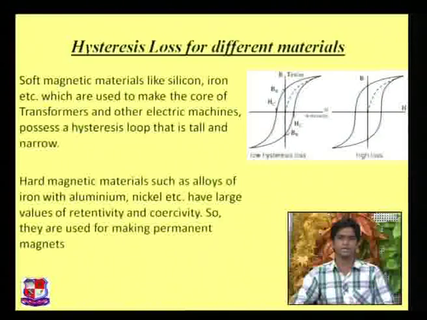Here two figures are there. The first figure is for soft magnetic materials, which have a tall and narrow hysteresis loop, and the second figure is for hard magnetic materials, and the area also increases in hard magnetic materials.